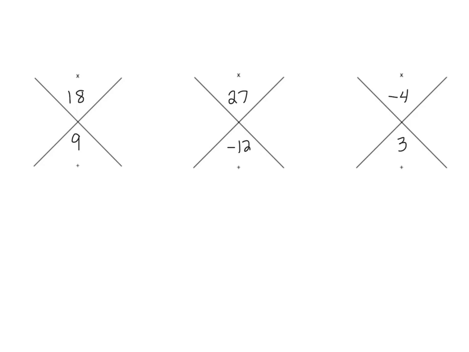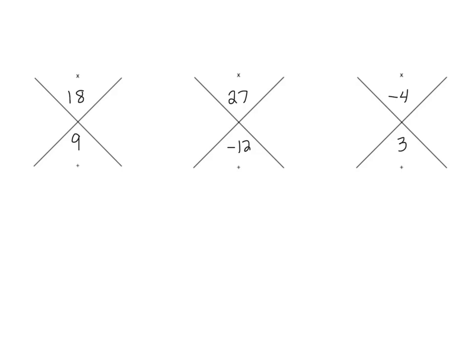I've been asked to solve these 3 different X puzzles, and so I've got 3 different examples here. One with just positive on top and bottom, one with a positive on top and a negative on bottom, and the third is going to be a negative and a positive.